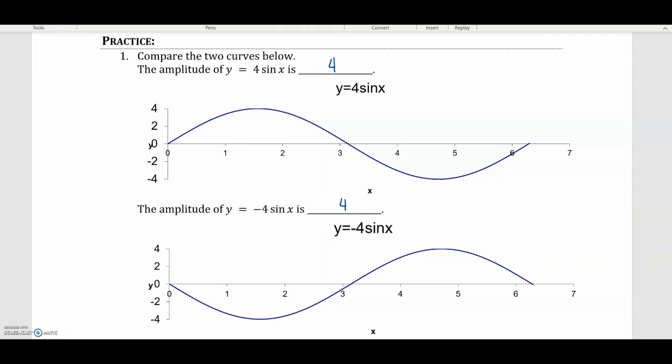And you can see by observing each of these functions, both of them have a period of 2 pi. They have zeros at pi, as well as 0, and they are vertical reflections of one another. And it can also be observed that our amplitude is 4 in each of the graphs. So the distance from the x-axis to the peak is 4 units.